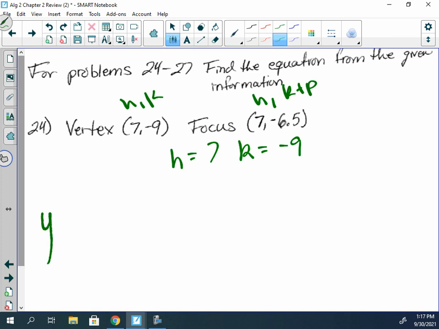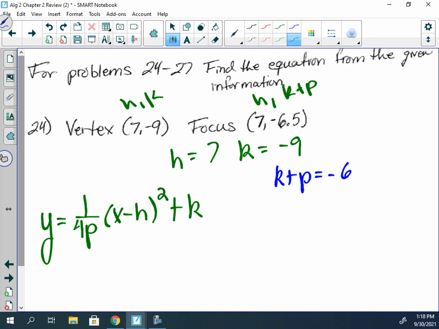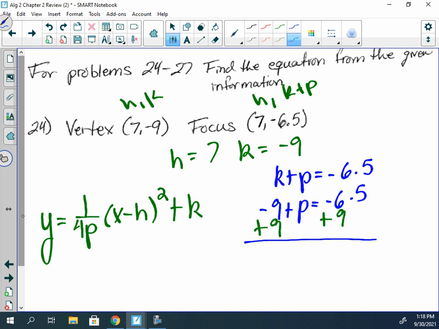Well, that tells me that I'm going to have y equals 1 over 4p times (x minus h) squared plus k. So all we need to do is find the value of P. Well, it told me that K plus P is 0.5, and K is -9. Well, to find the value of P, I would add 9 to both sides. Those would cancel, telling me P is 2.5.